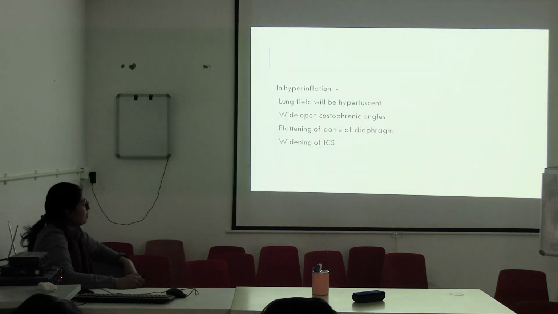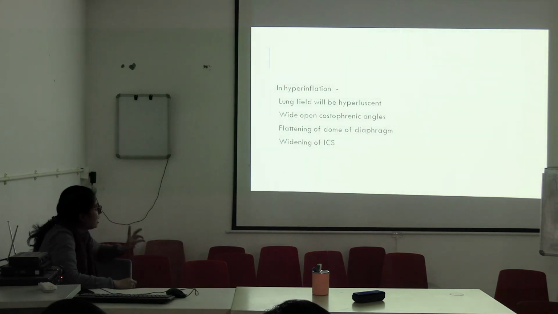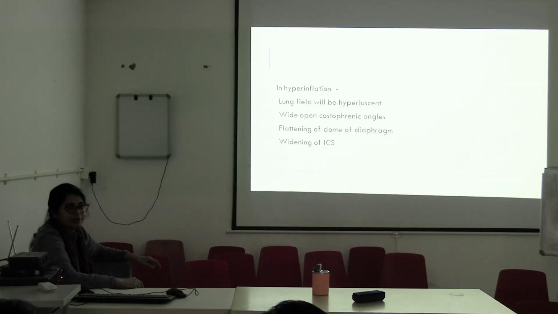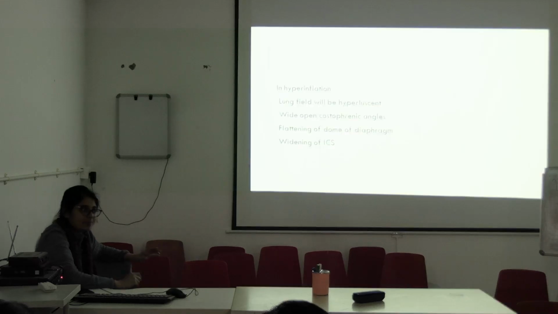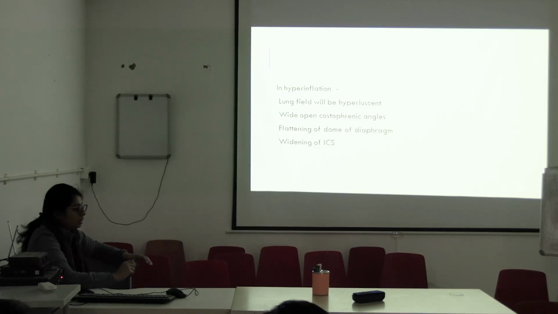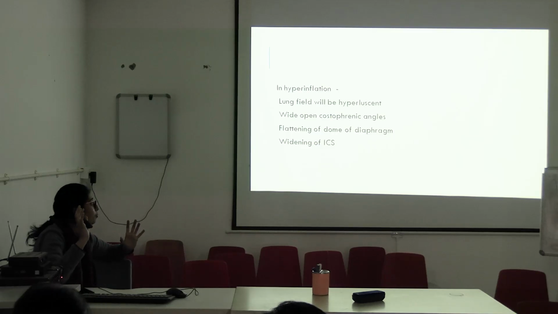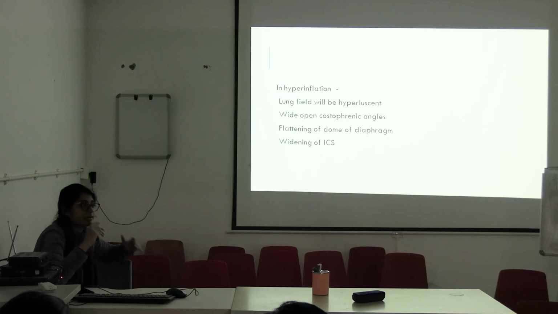Now in hyperinflation, lung field will be hyperlucent, the wide open costophrenic angles, flattening of the dome of the diaphragm and widening of intercostal space. So in hyperinflation, what will happen? Lung field will have more air, so it will be hyperlucent, the costophrenic angles will be wide open, there will be flattening of the domes of the diaphragm, and there will be widening of the intercostal spaces. Clear?